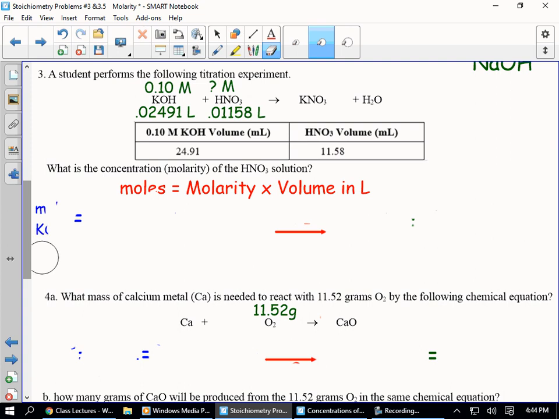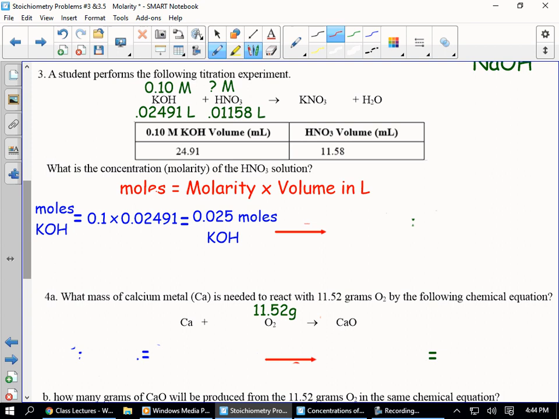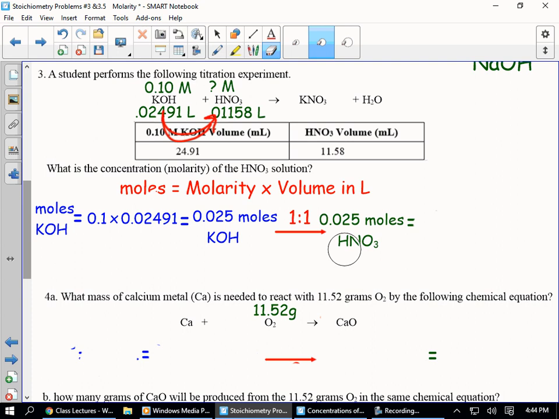Good, the KOH. So we can get moles of KOH, which is equal to the molarity of KOH, which is 0.1, times the volume in liters. When you multiply that you get 0.025 moles of KOH. Next, we're going to check our coefficient ratio. We're going from here to here. This is a 1-to-1 coefficient ratio, so that's also how many moles of HNO3 we have.